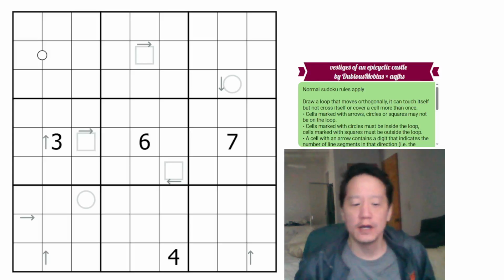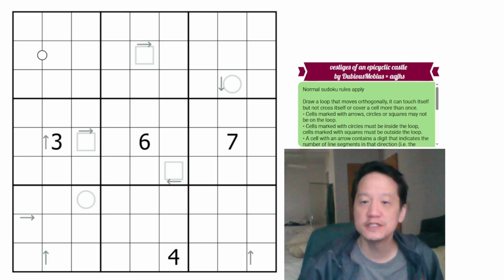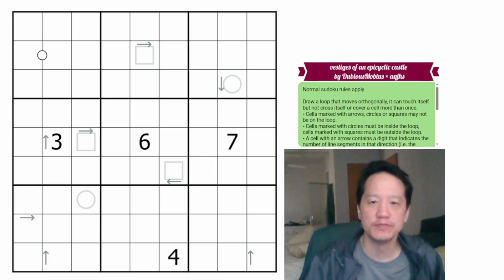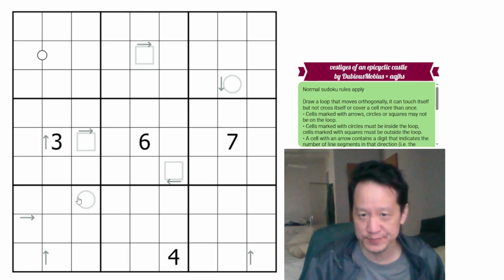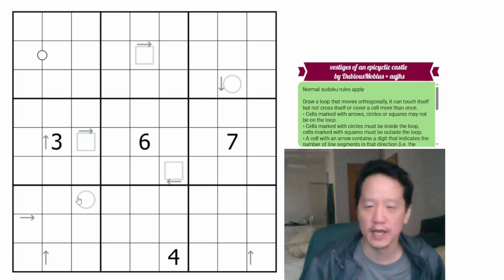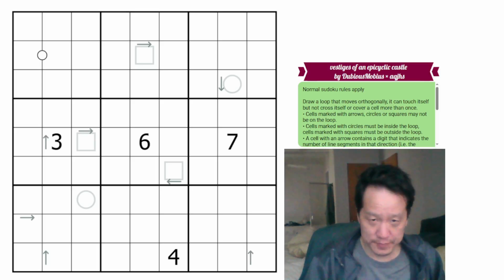Hello everyone, I'm Frank and welcome to Frank Puzzles, and this is today's challenging level puzzle, and it's called Vestiges of an Epicycle Castle by Dubious Mobius and AQJHS. And here are the rules.